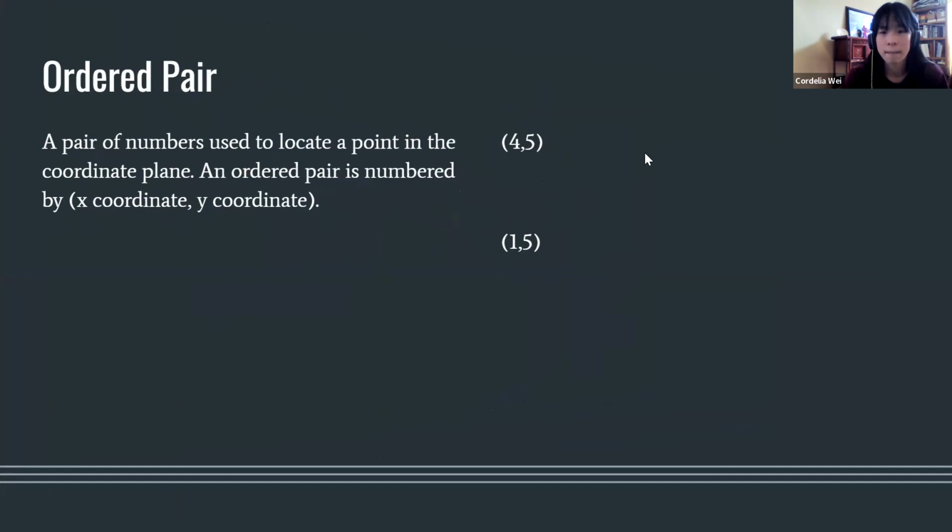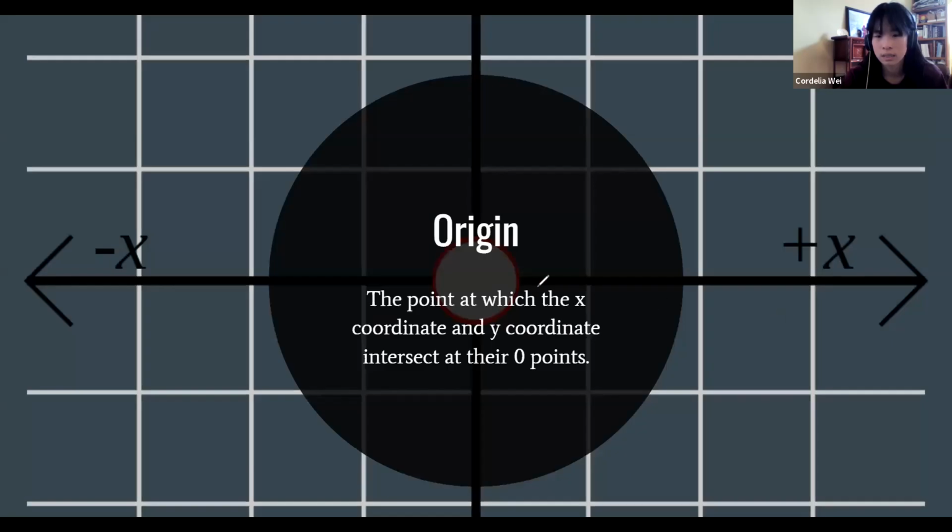In a coordinate plane, so like this is a coordinate plane, 4, 5 would be, say, 1, 2, 3, 4. Let's say every line is a 2, so 1, 2, 3, 4. That would be the x coordinate, but then you have to go up by 5. 1, 2, 3, 4, 5. So 5 would be somewhere up here, and that would be your point. Then you would have to label it 4, 5. It's like that, and that goes to origin.